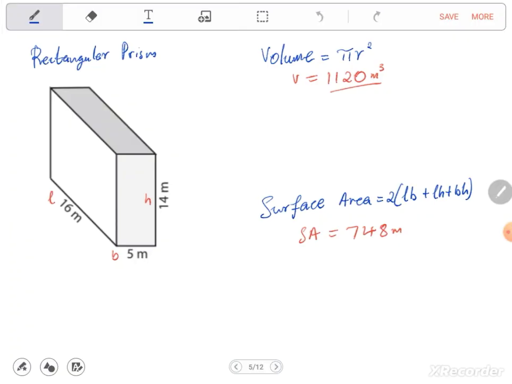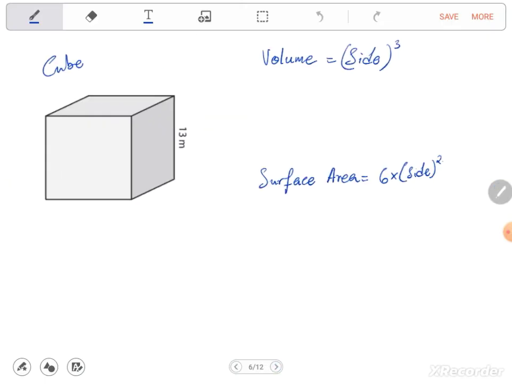Next one. In this one here, I want you to just practice it. You can pause the video and do it yourself. I've provided the formulas there. When you are done, then you can proceed. If you're done, then you can move to the next one here.